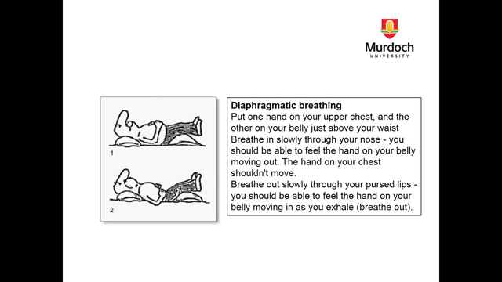to a person when trying to achieve diaphragmatic breathing, which would be: put one hand on your upper chest and one on your belly, just above your waist. Breathe in slowly through your nose. You should be able to feel the hand on your belly moving out. The hand on your chest shouldn't move. Breathe out slowly through your pursed lips. You should be able to feel the hand on your belly moving in as you exhale.